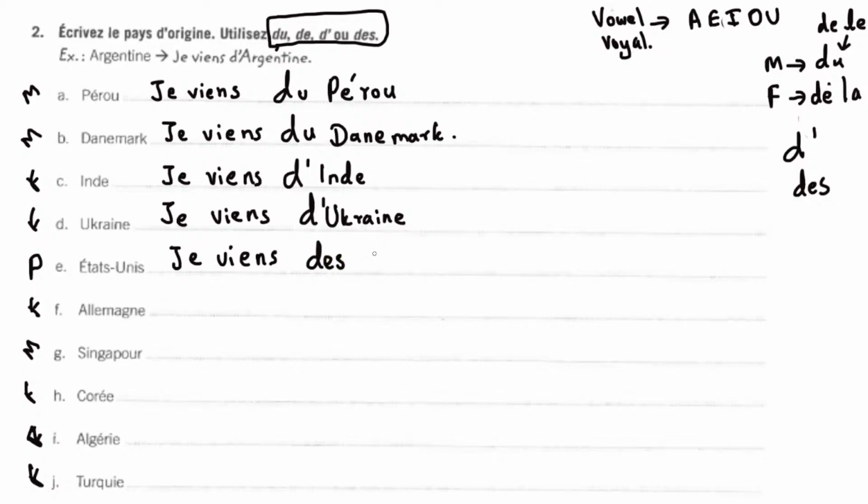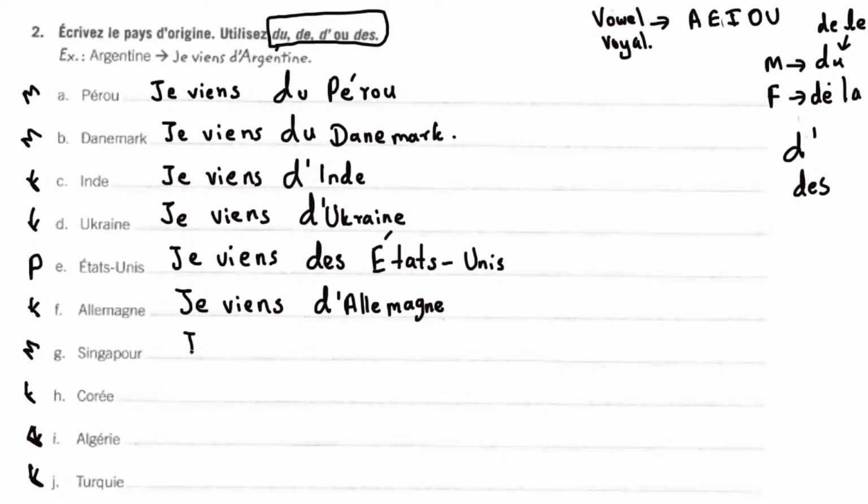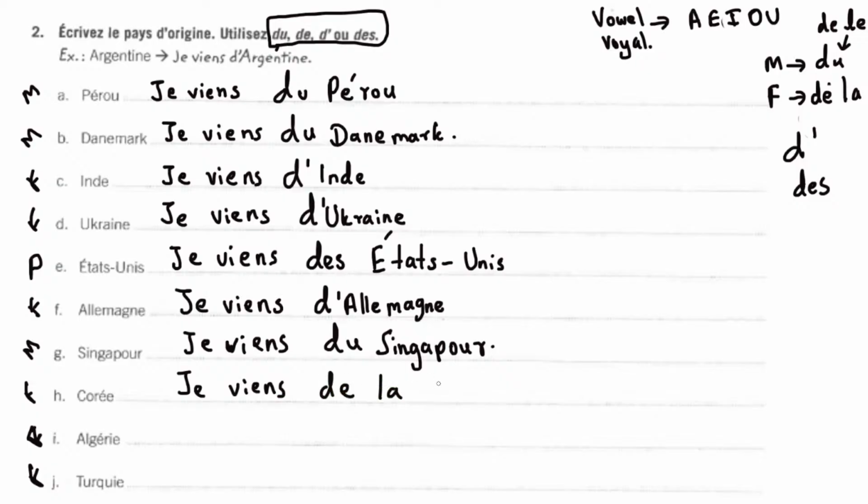So je viens des Etats-Unis. And then for this one, this is a vowel, so je viens d'Allemagne. And this one, je viens, this is masculine. So je viens du Singapore. And this one is feminine, so we have to put je viens de la Corée.